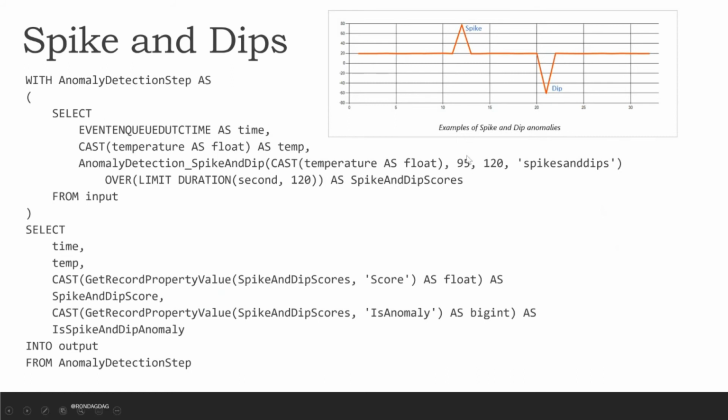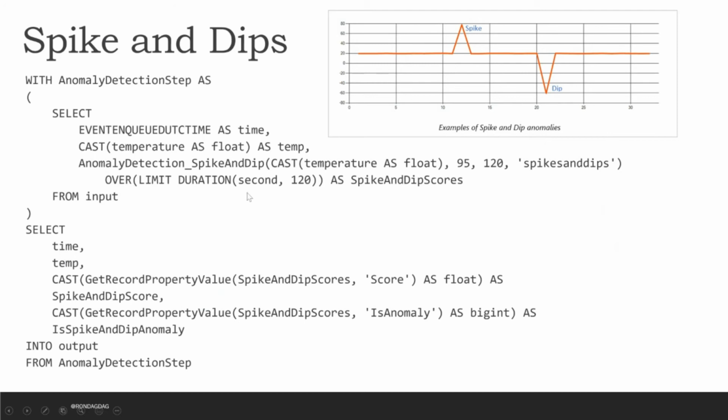You need a few things, your sensitivity. So in this case, 95% is my sensitivity. And then of course, 120 means 120 historical items from your data set. In this case, it looks at the duration, 120.